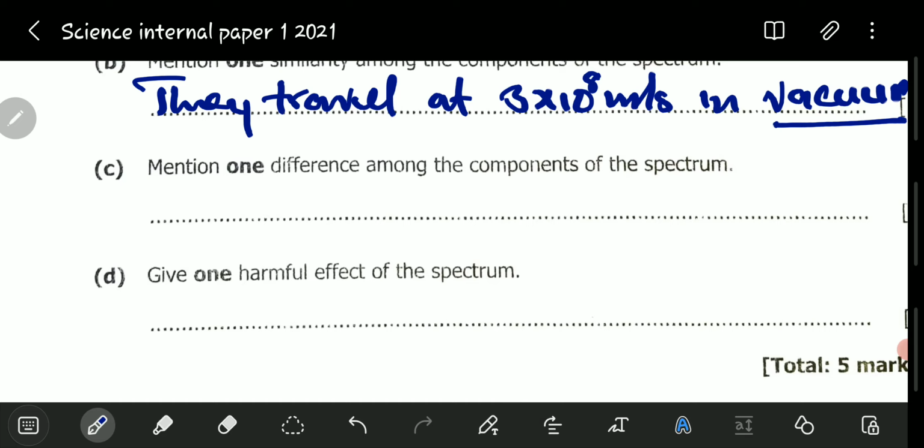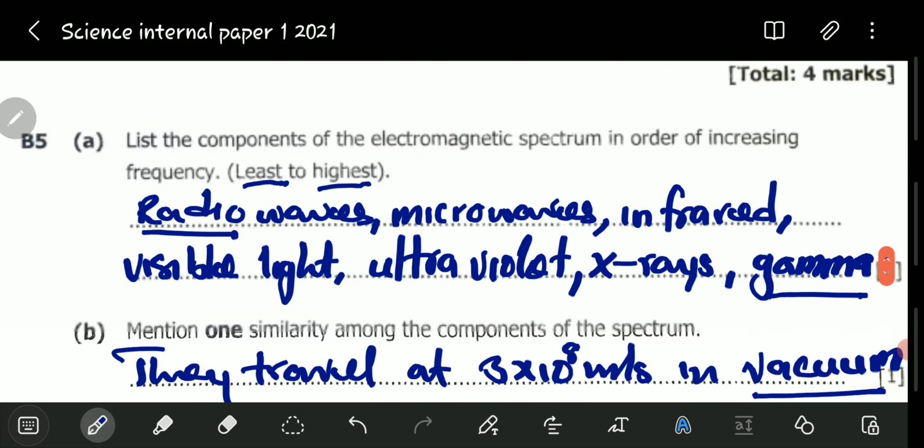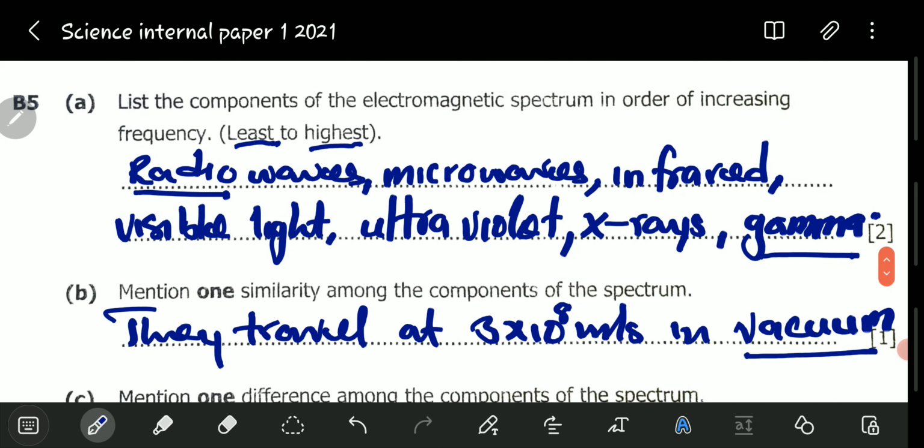C. Mention one difference among the components of the spectrum. What difference did we see? Just starting from the very beginning here, in order of increasing. Increasing what? Frequency, meaning that they have different frequencies. They have different wavelengths. Those are differences.